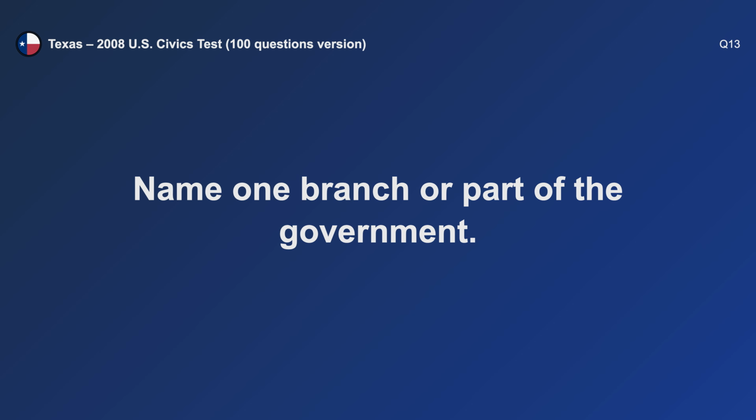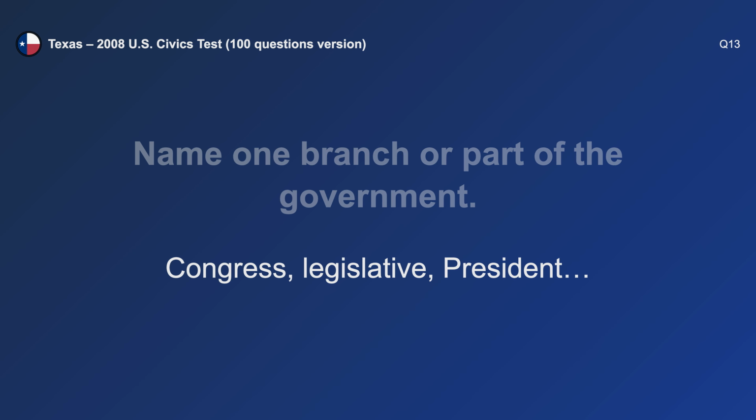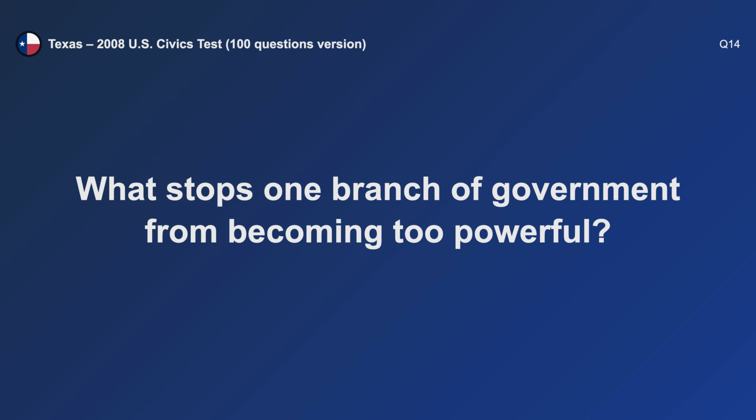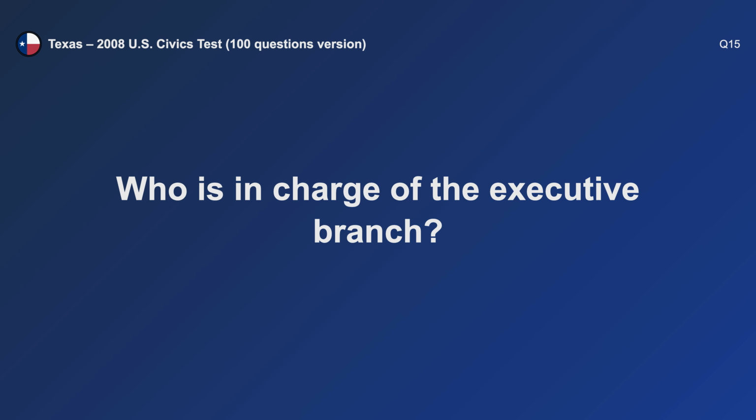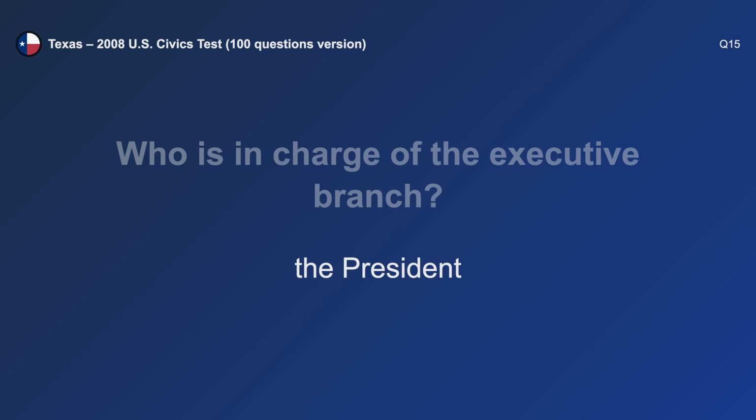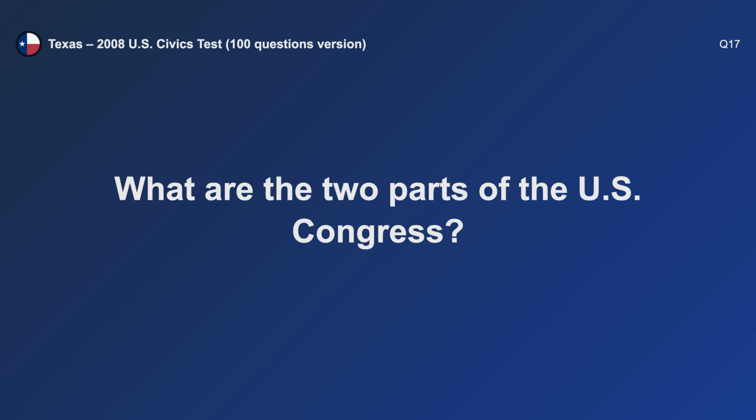Name one branch or part of the government. Congress. What stops one branch of government from becoming too powerful? Checks and balances. Who is in charge of the executive branch? The President. Who makes federal laws? Congress.